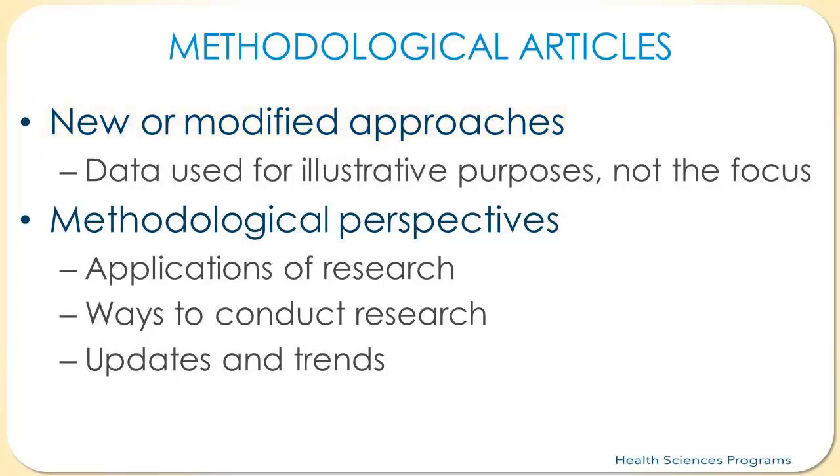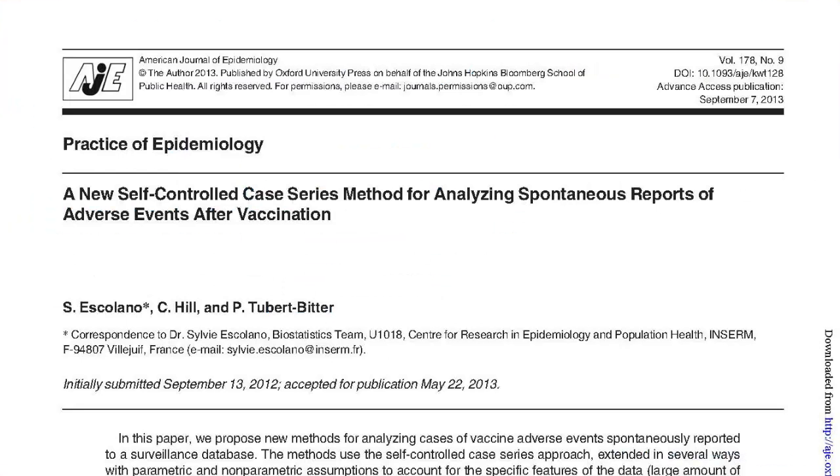Science is advanced in part by new technologies whose development, evaluation, and applications are reported in methodological articles, page 16. Methodological articles could be considered the tools in research which offer new approaches or measurements for research and procedures. This is an example of a methodological article. The authors propose a new method for analyzing cases of vaccine adverse events.